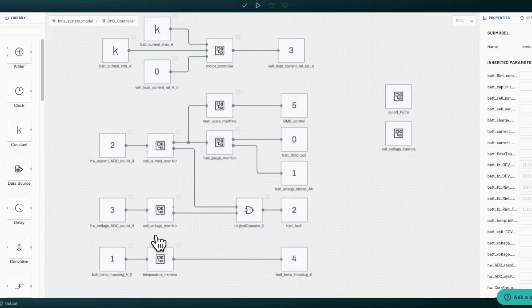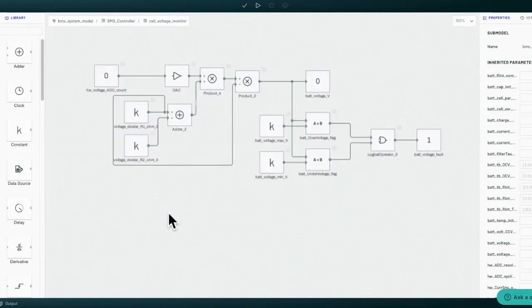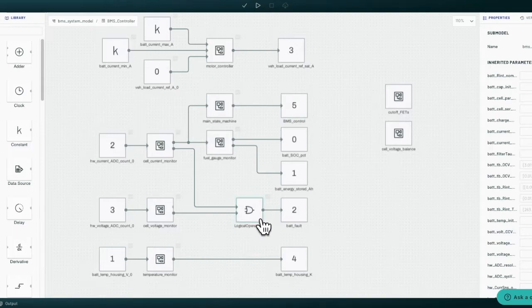Now we will look at the cell voltage monitoring module. Inside this module, we are calculating the engineering value of the voltage from the ADC value. We are also raising two faults for over voltage and under voltage protection. We can see that the faults from cell current monitor and cell voltage monitor are ORed together to generate a common battery fault.